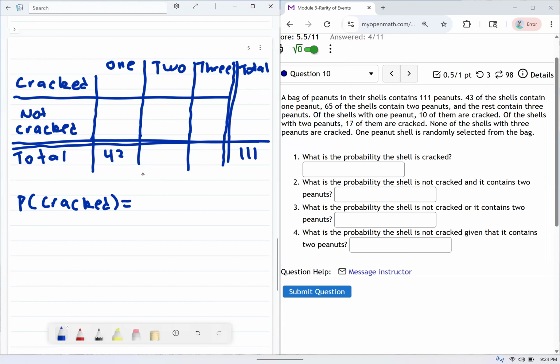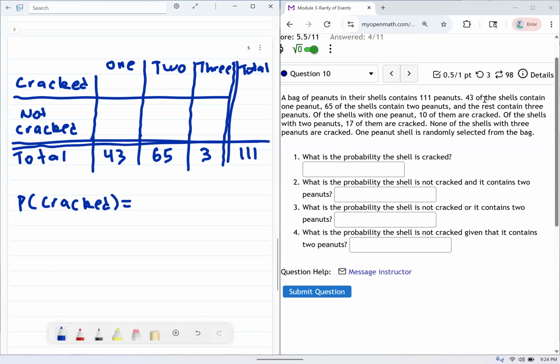43 is the total for 1. 65 is the total for 2. Adding these together so far gives me 108. So that tells me I have 3 remaining to add up to 111.